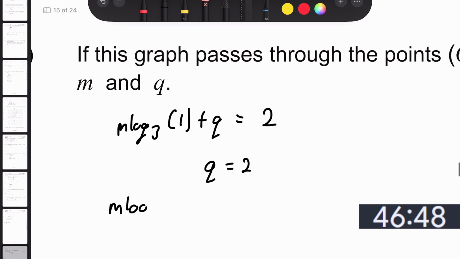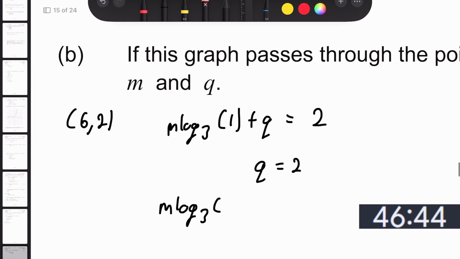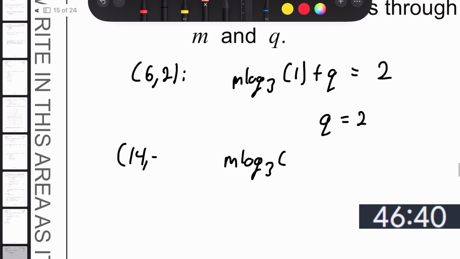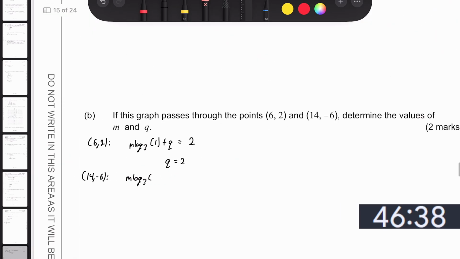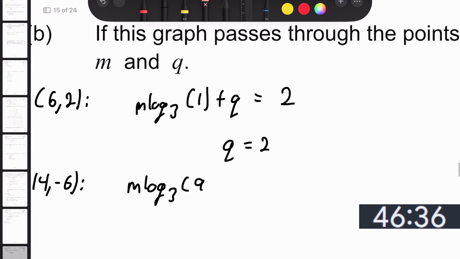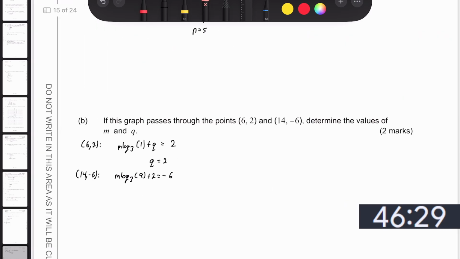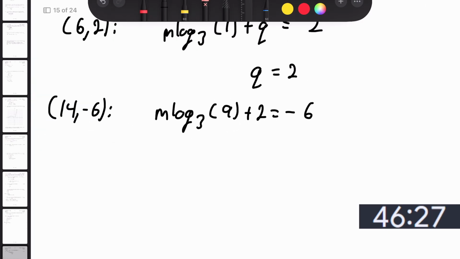So then m log 3, I'll say here this was (6, 2), and then this is (14, -6). 14 minus 5 is going to be 9. Plus 2 is equal to negative 6. So then that's going to be negative 8. So m of 2, so 2m is equal to negative 8. So then m is equal to negative 4.